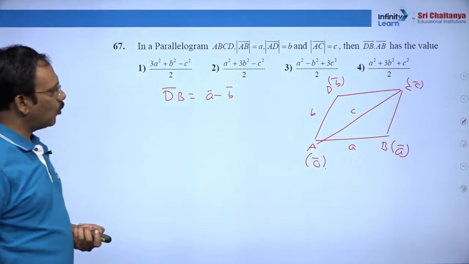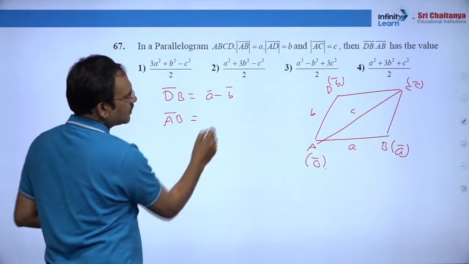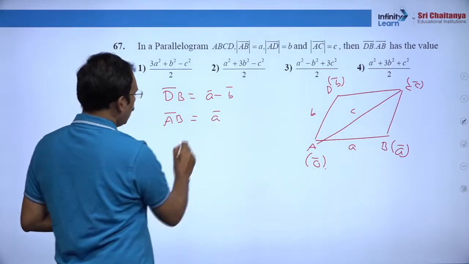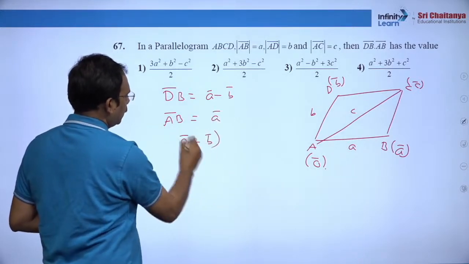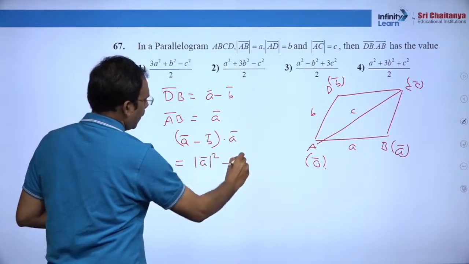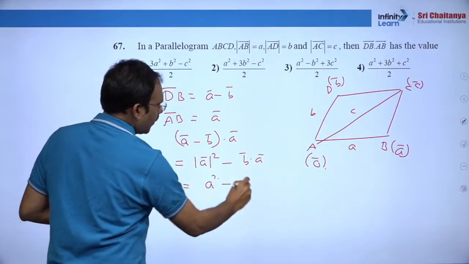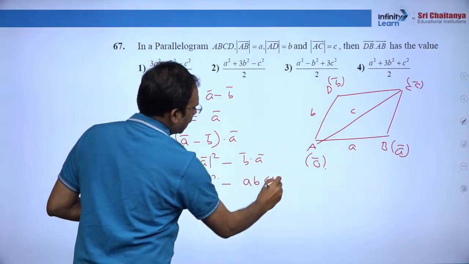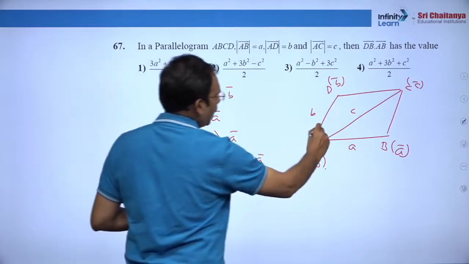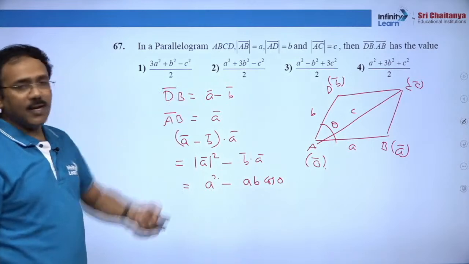DB bar means OB minus OD. Another is AB bar is nothing but A bar. So you want dot product of these two. So A bar dot A bar is magnitude of A bar square minus B dot A. So friend, this is A square minus AB cos theta, where theta is the angle between A bar and B bar. Whereas the answers are in terms of small abc.